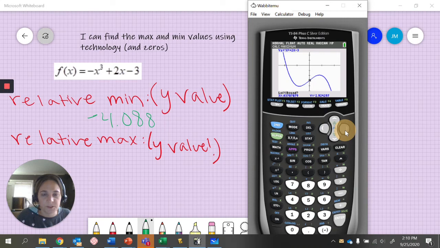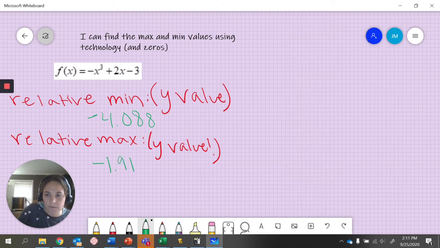Wow, it's moving much faster this time. Move your cursor to the left of where that maximum is, press enter. Move it to the right of where that maximum is. And now it is going slow again. Or maybe even frozen. Nope, there it goes. Okay, so if you hold it down, it looks like it goes faster. Press enter. It says guess. Go into the middle. And it doesn't really matter exactly where you're at in the middle. Press enter. And it tells you exactly what our maximum value is. And then you can write it down, negative 1.911. So again, it's the y value.